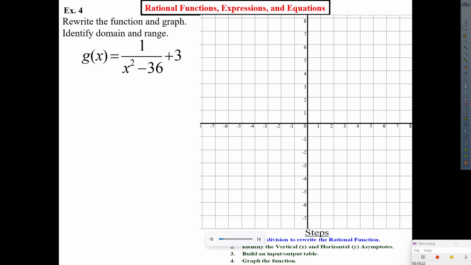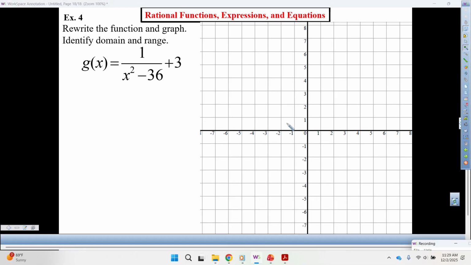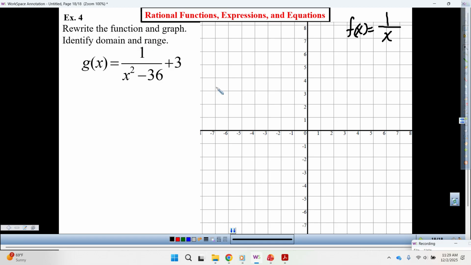Example 4. G of x equals 1 over x squared minus 36, plus 3. Write that down. It's a little different, just a tiny bit, not too much. However, the process is still the same. Tell your neighbor what is the first step. F of x equals 1 over x squared. You check the denominator. Does it have a square? Yes. So you put a square on that, so you know what kind of graph you're looking at.